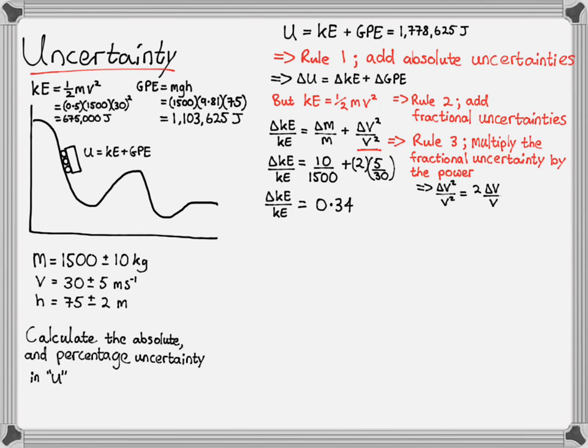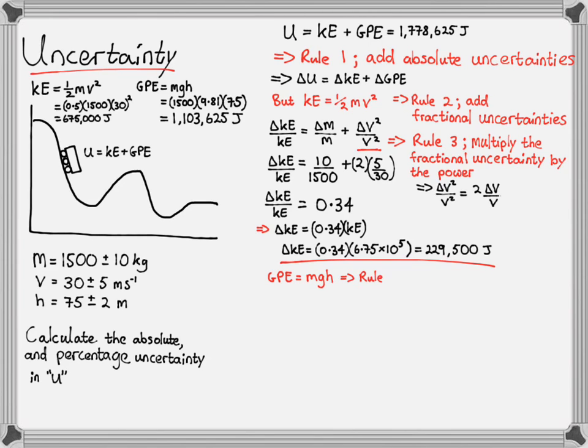But from my rule up here, I know that to calculate the absolute uncertainty in U, I need to add the absolute uncertainty in the kinetic energy plus the absolute uncertainty in the gravitational potential energy. So here I have a fractional uncertainty, so I need to get this back to absolute uncertainty. And I get that just by multiplying the fractional by the actual value. All I'm doing really here is cross-multiplying. So therefore the absolute uncertainty in the kinetic energy is equal to 0.34 times the kinetic energy itself. And so my absolute uncertainty in the kinetic energy is 229,500 joules.